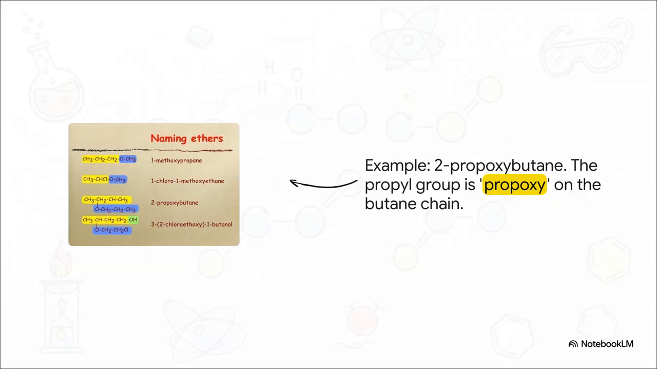Okay, let's try another one. What's our longest chain here? 4 carbons, right? So it's butane. The shorter side is a 3-carbon propoxy group. Now, here's the key question. Do we number from the left or the right? Well, we number to give that propoxy group the lowest possible number, which in this case is 2. So the full name is 2-propoxybutane. Once you master this logic, you are all set.